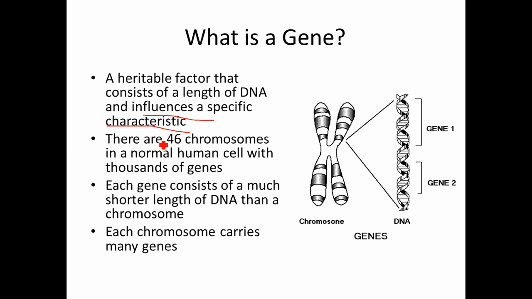Now, within humans, there are 46 chromosomes within a cell, and on those 46 chromosomes, they contain thousands of genes. So genes are located on chromosomes, which would make sense considering that a chromosome is a folded DNA structure. So each gene consists of a much shorter length of DNA than in chromosomes, so many genes are found on that much longer length of chromosome. And so we can then say that each chromosome carries many genes.